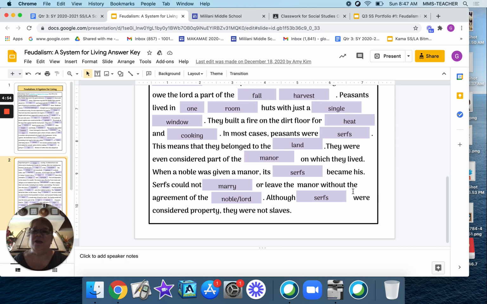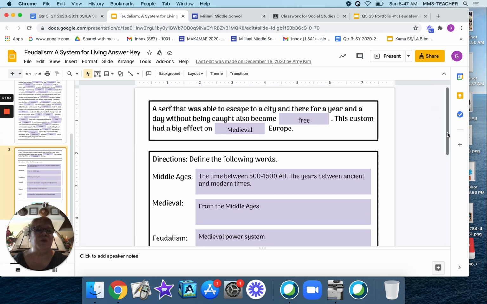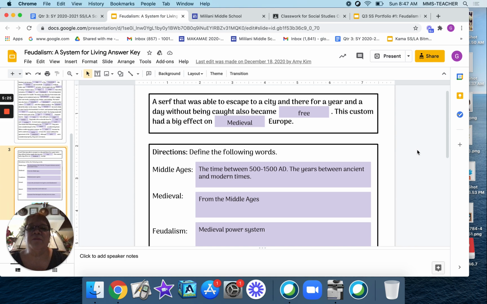Okay, now the next slide that we're correcting is going to be the definitions. If I'm going over this and it's a little too quick for you, feel free to pause. That way you can go ahead and copy down what you need to. Now, a serf that was able to escape to a city and stay there for a year and a day without being caught also became free. This custom had a big effect on medieval Europe.